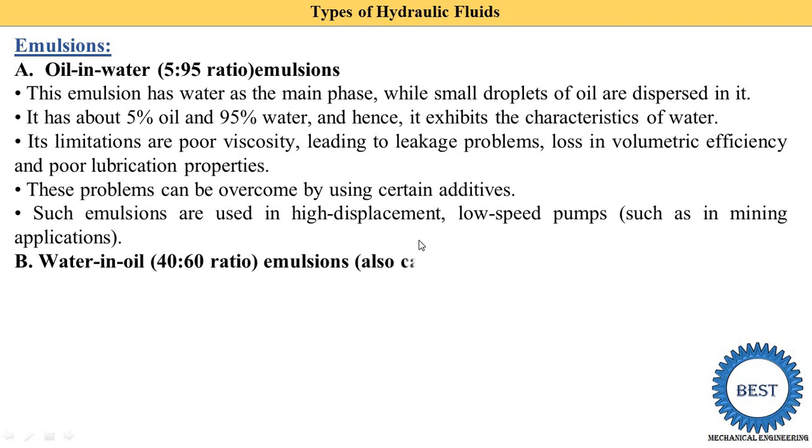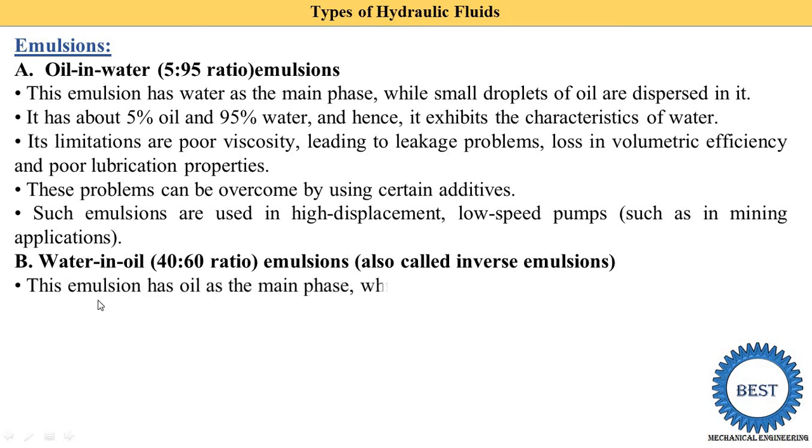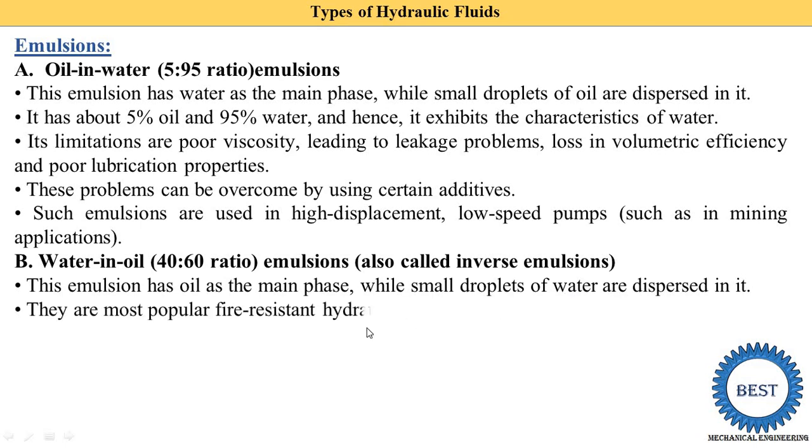Second is water in oil. So in the first case, oil in water. Now water in oil, 40:60 ratio. It is also called the inverse emulsion. Means in this second case, 40% water is used and 60% oil is used. That is why it is called water in oil. So oil is the main characteristic in this case and water is secondary. These emulsions have oil as the main phase, while small droplets of water are dispersed in it, means distributed in it. They are the most popular fire resistance hydraulic fluids. So this fluid is also used as a fire resistance hydraulic fluid.